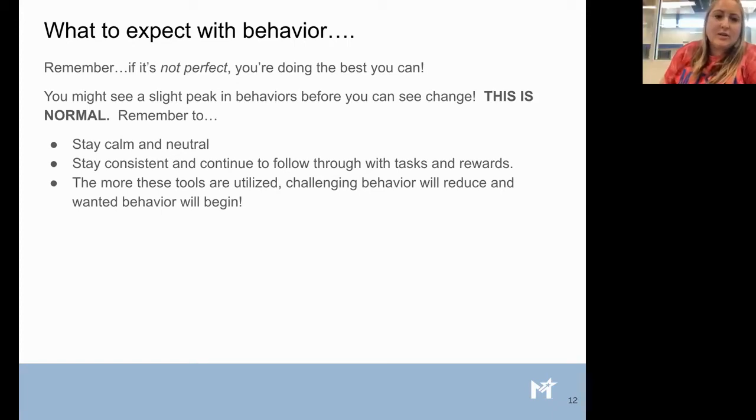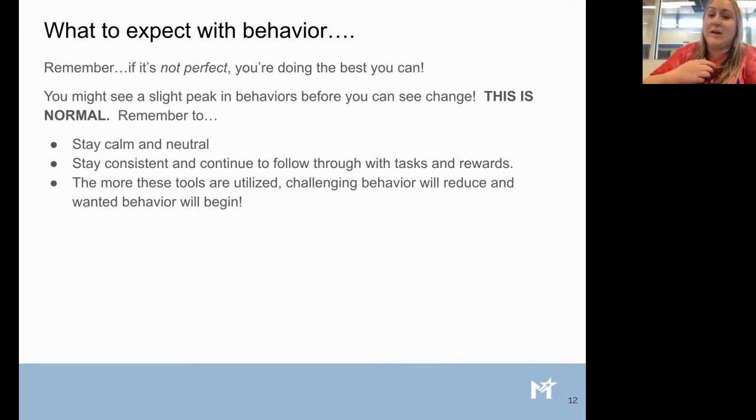Yeah, and I'll say too, with the slight peak in the behavior before you see a change, a lot of times, especially with our kids whose function of the behavior is control, we may introduce a new strategy and the student may start showing some success for a couple of days or so, but then all of a sudden their behavior peaks and it is worse than it was before we put this in place. That's what we call an extinction burst. And that's completely normal. What's happened here is the student has realized that maybe they don't have control anymore, and now they're going to try to take it back.